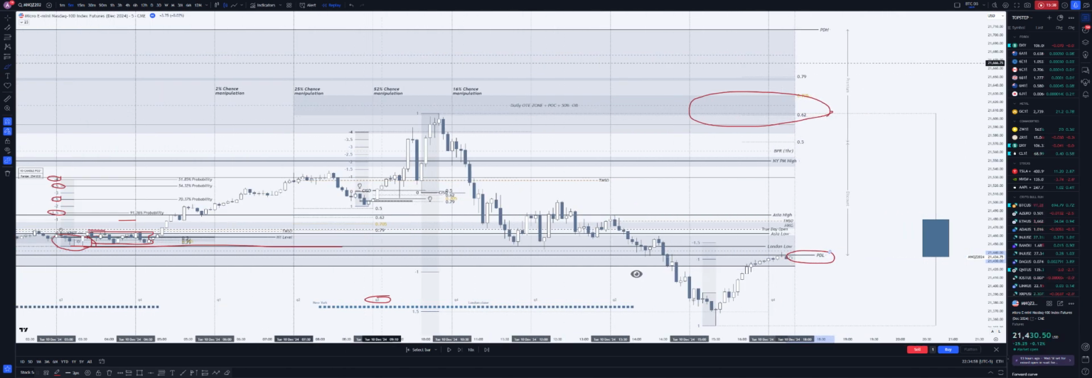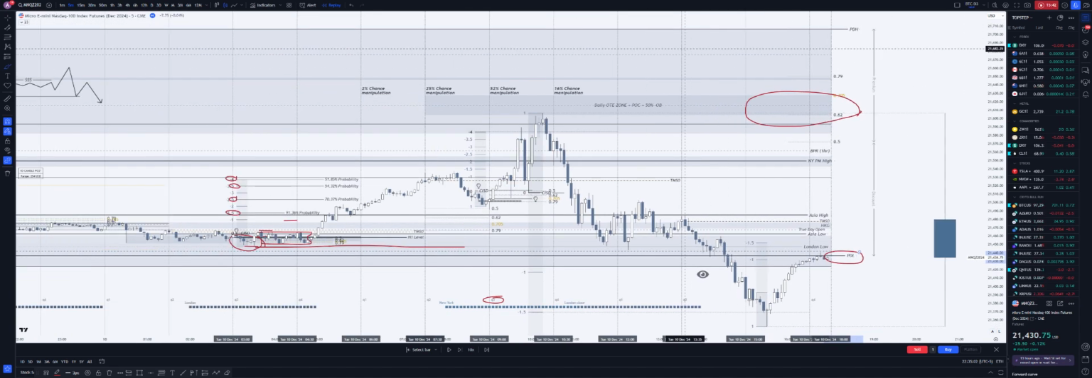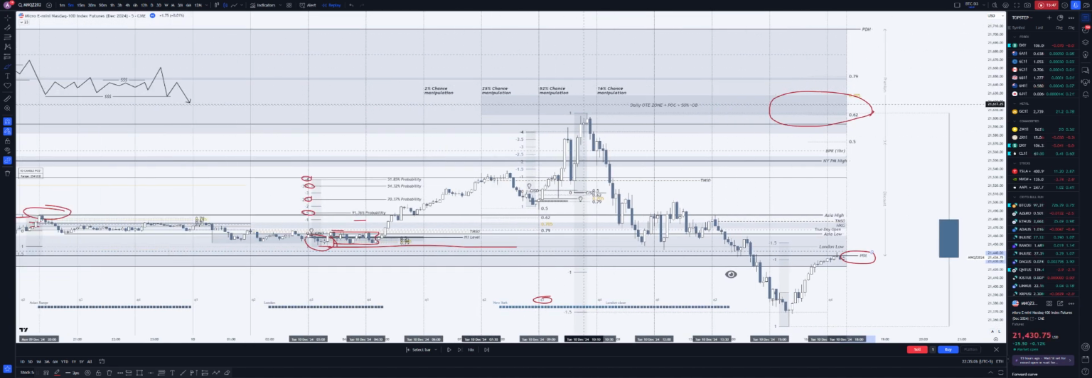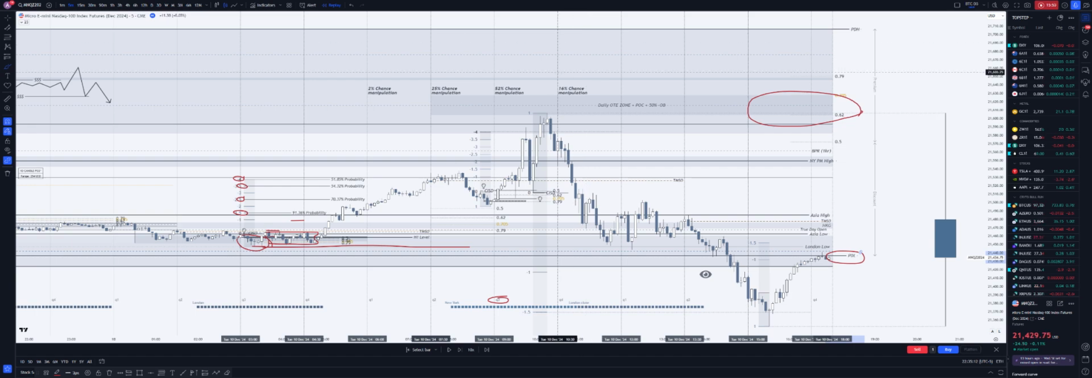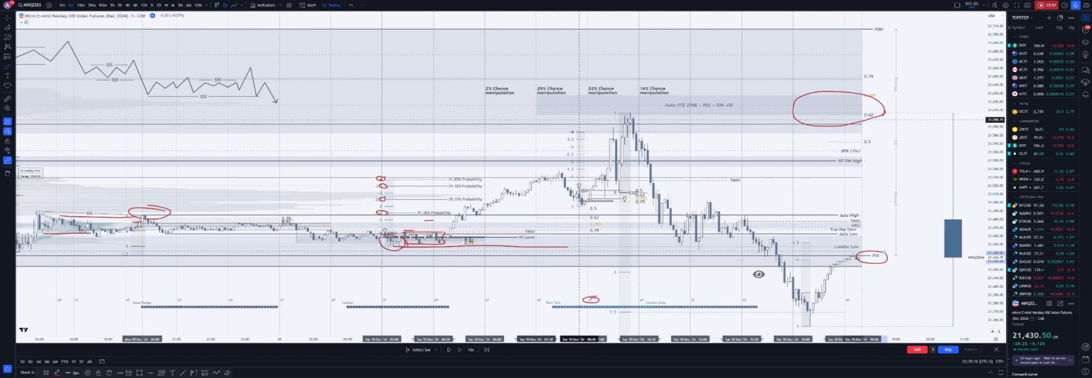And looking at our stats here, we have a 52% chance of the manipulation up occurring in quarter three. Quarter three, again, being from 9 o'clock to 10:30. Prices come straight up into this box, which is our daily optimal trade entry.